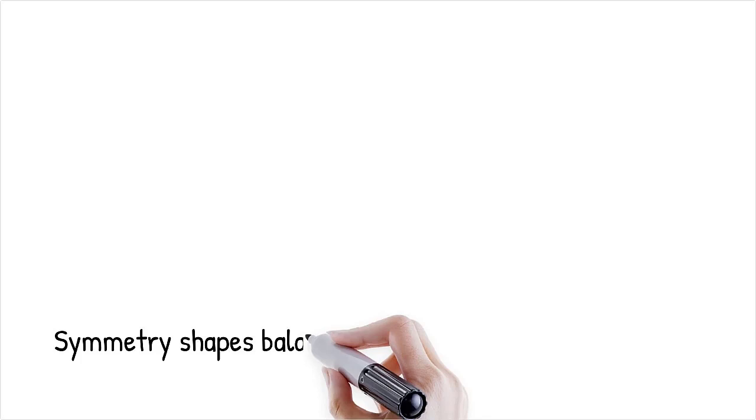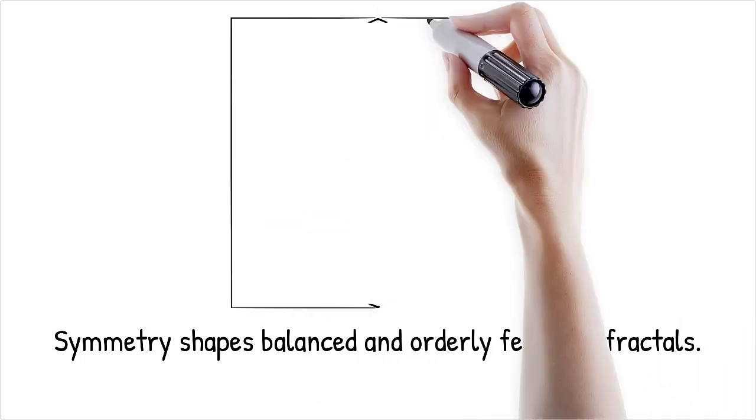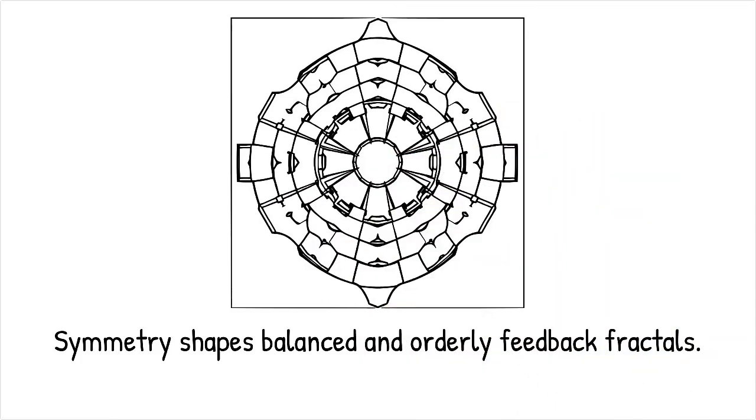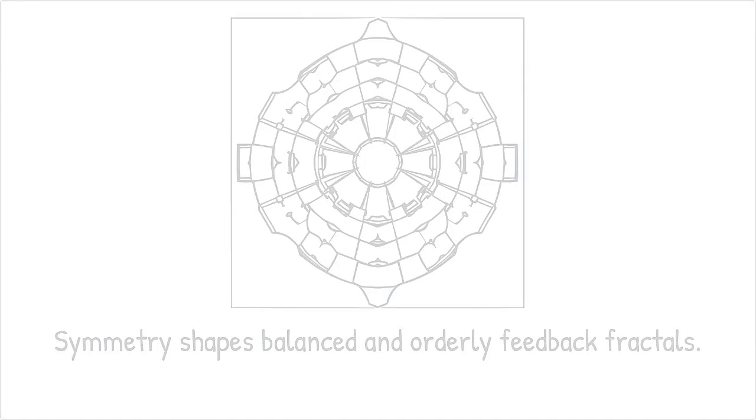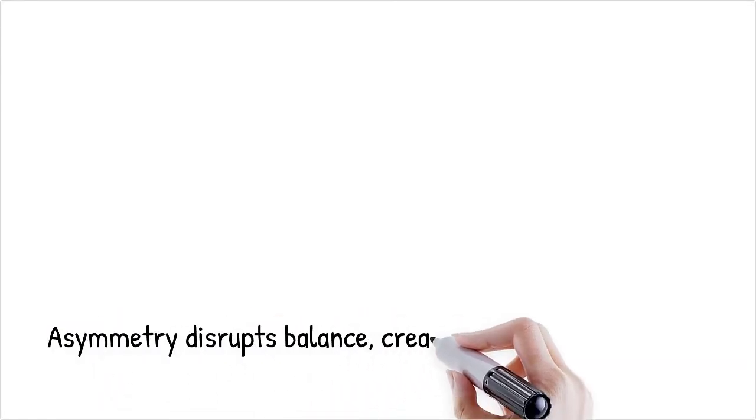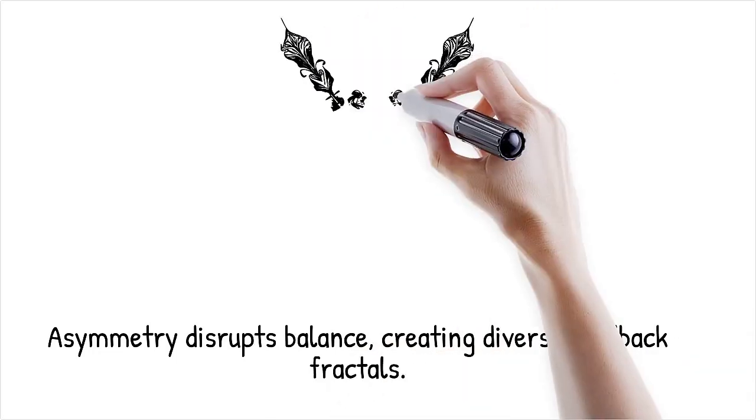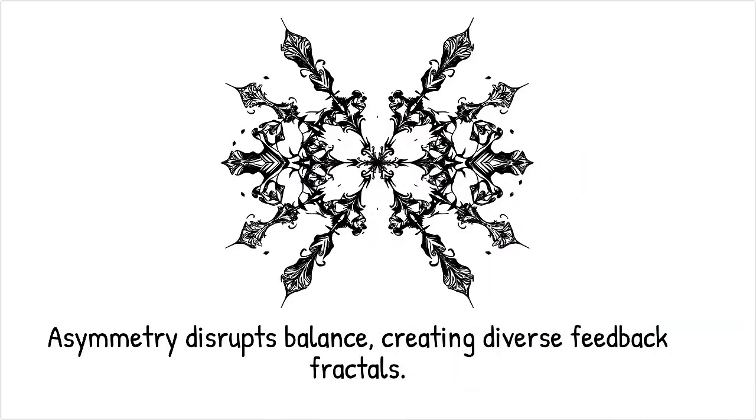Symmetry plays a pivotal role in shaping the visual outcomes of feedback loops. Perfect symmetry in the system, such as aligning the camera and display perfectly, results in balanced and orderly fractals. Introducing asymmetry, such as tilting the camera or varying lighting conditions, disrupts this balance, creating diverse and dynamic patterns. This phenomenon illustrates how symmetry breaking in physical systems often leads to complex, emergent behavior.